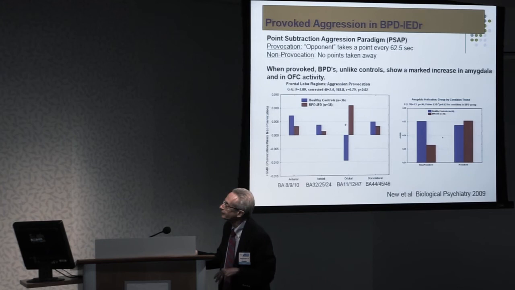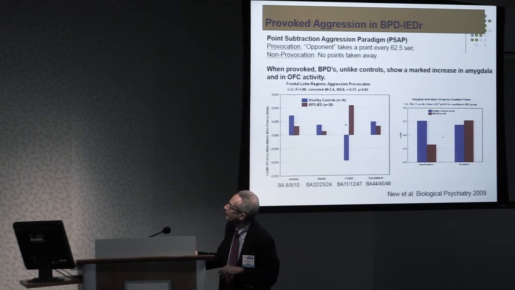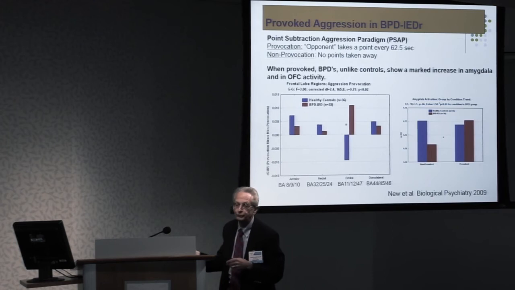And if you look at what's going on metabolically in the amygdala, the blue bar are the healthies. This is unprovoked and this is provoked. You see that the healthies don't show much increase in amygdala activity with the provocation, but the borderlines sure do.